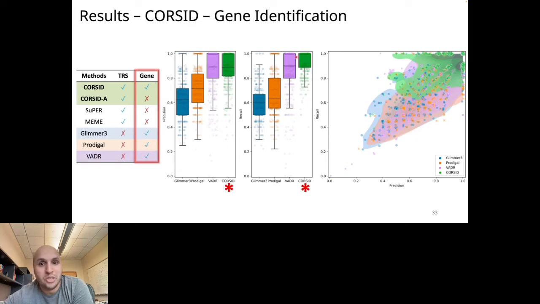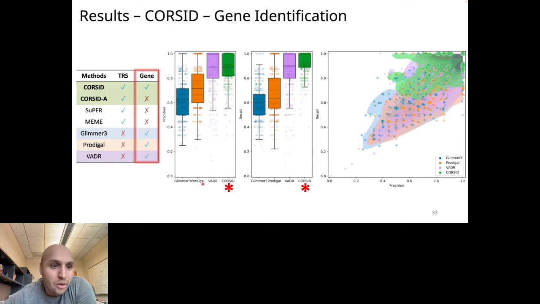So ideally, you want precision and recall to be 1. If precision and recall are 1, it means you recovered exactly the set of ground truth genes and you didn't identify anything else, which is good. So what we can immediately see, I'm showing you here the results of all 468 instances and all genes. So there's actually 468 dots in each box plot.